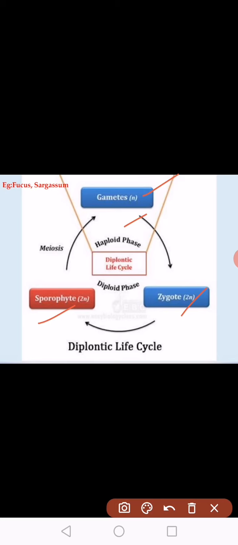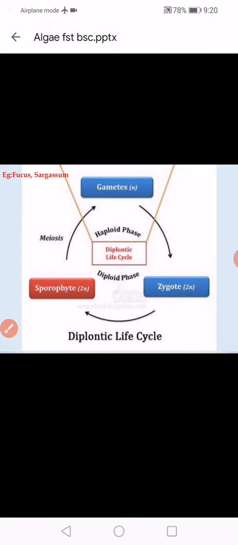Now this zygote undergoes mitosis. Once again I will repeat, the zygote undergoes mitosis. As a result of this, the sporophytic plant body is produced. So this is about the diplontic type of life cycle. Am I clear?